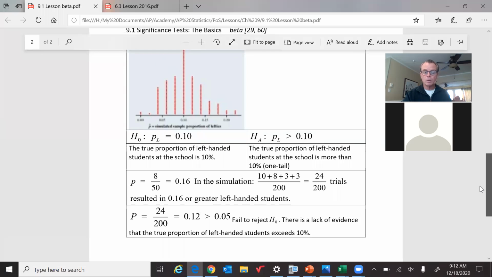So what is that? Well, it gives you a p-value of 12%, which is greater than 5%. So you fail to reject the null. There's a lack of evidence that the true proportion of left-handed students exceeds 10%. F2R, okay?